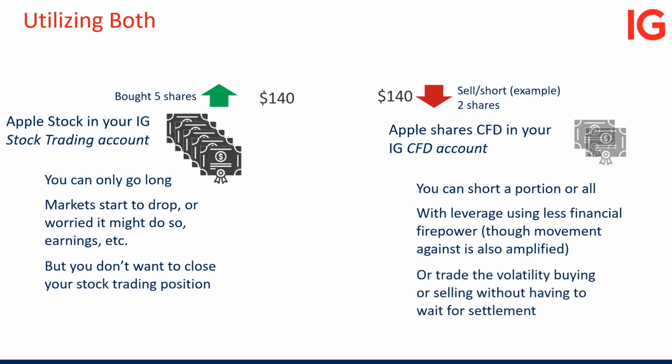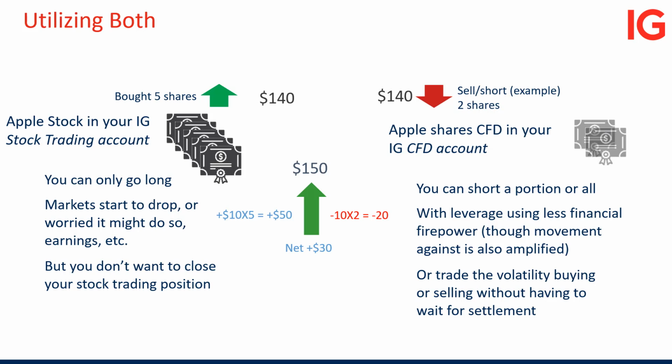And of course, the CFD account is not necessarily used only as a hedge. I'm using it here as an example of a hedge. You could just trade the volatility, for example, without having to wait for settlement, and so on. So let's take an example. Prices were at $140, and now it moved up to $150. Now you've got positions in both your stock trading and your CFD account. In your IG stock trading account, you've got 5 shares, and it went from 140 to 150. That's a $10 gain, multiplied by 5 shares, that's $50 you made there. On your CFD account, you had 2 shares, and it went from 140 to 150, so you lost $10 per share. That's a $20 loss. So net, instead of gaining 50, you gained 30.